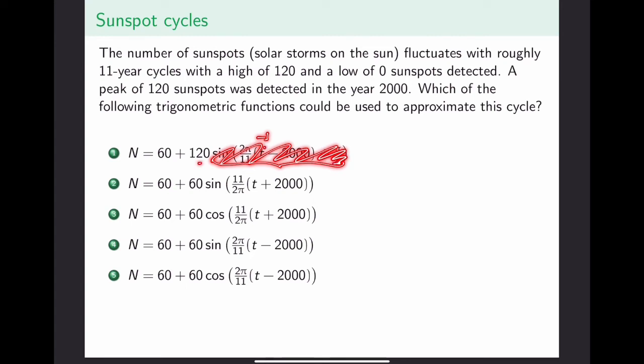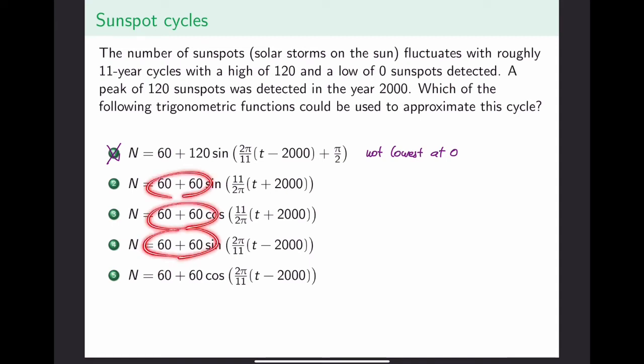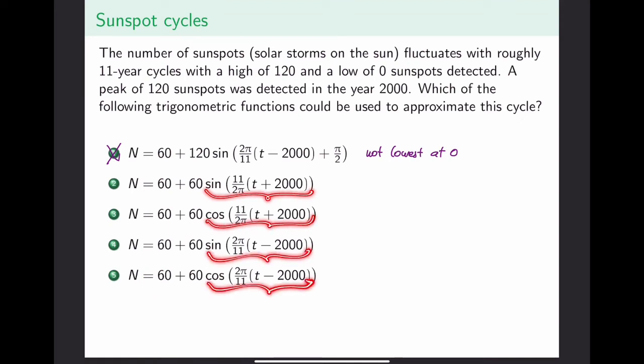120 times -1 is -120. 60 minus 120 is -60. So this is not lowest at 0, which means that it cannot possibly be this. I cannot have -60 solar storms on the sun. For the rest of them, you will notice that the coefficients add up so that if this value of a trigonometric function is -1, then I'm going to end up with 60 minus 60 in all the cases, and that will produce the 0 as the lowest possible.